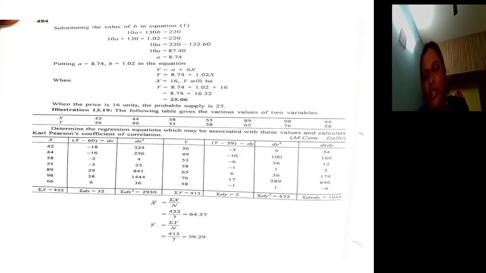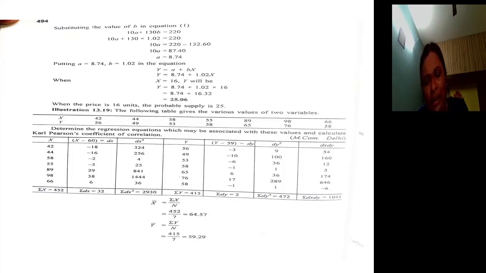The following table gives the various values of two variables, x as well as y. Determine the regression equations which may be associated with these values and calculate the Karl Pearson coefficient of correlation. So again, values of x are given and values of y are given. Here they calculated bxy and byx based on the assumed mean method. So they assumed a mean of x as 60 and a mean of y as 59.